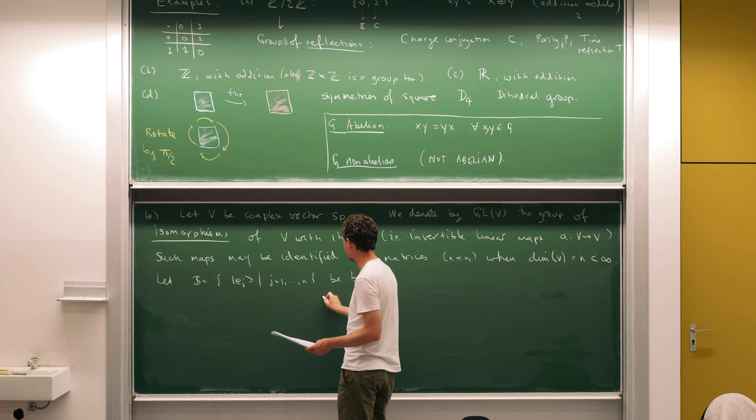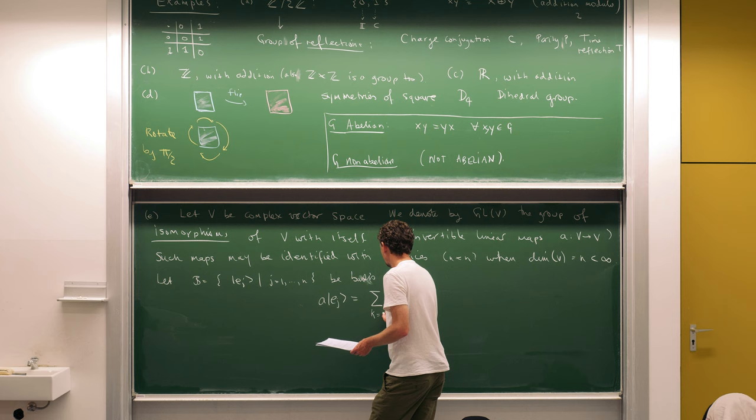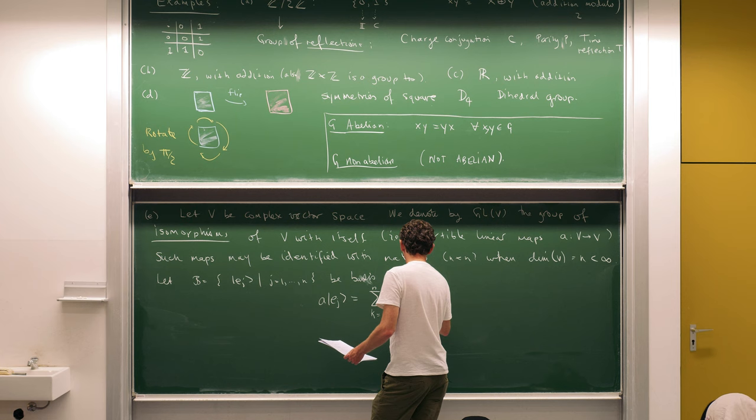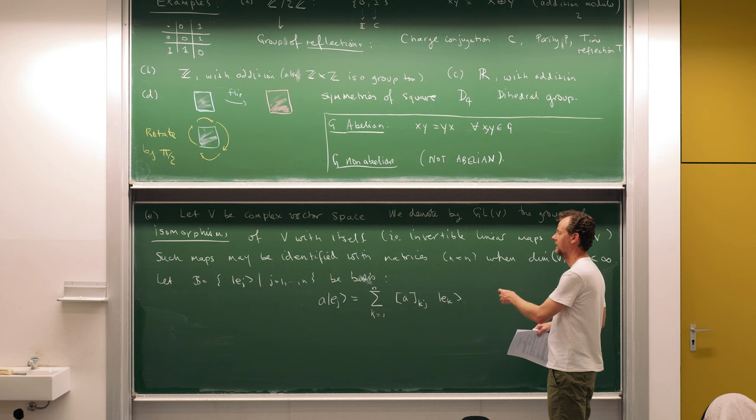And the action of A on some basis element is, because it's a linear map, it's got to be a linear combination of basis elements, and it's a basis. So a linear map can be represented in terms of its, and I use the word represented here, we're going to come back to that word.